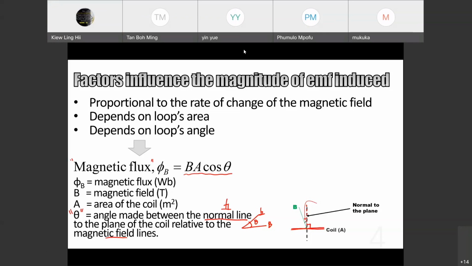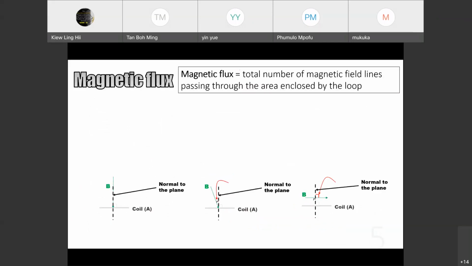So magnetic flux, in other words, can be called the total number of magnetic field lines passing through the area enclosed by the loop. In short, it is the density of magnetic field, the amount of magnetic field passing through an area. So for example, if you look here, let's say this is a region with magnetic field.